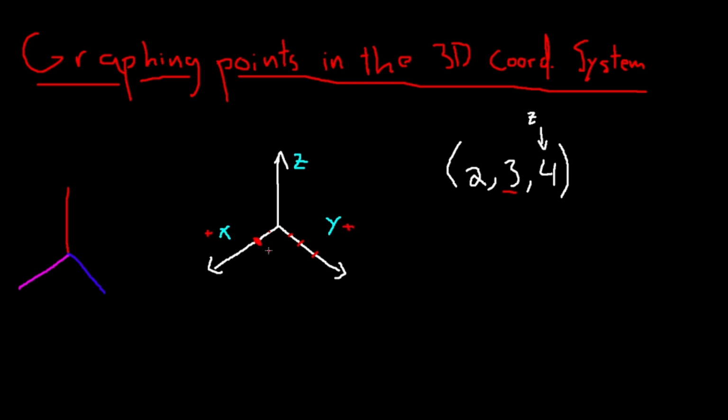So we're going to go 1, 2, 3, and then finally we have to go up 4, or positive z, and this would be negative z. So since it is positive, we're going to go up 4. So it's going to look like 1, 2, 3, 4. And now what we have is our point here, so we can just write 2, 3, 4.